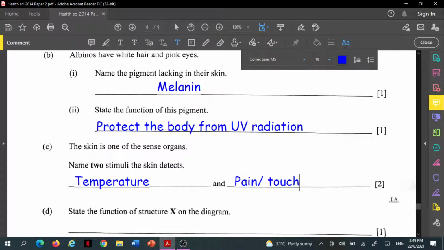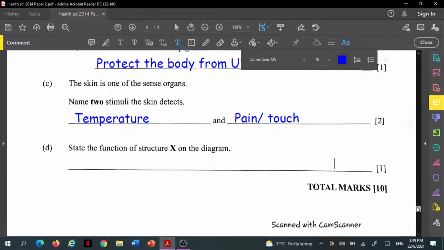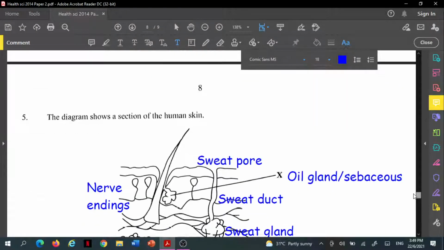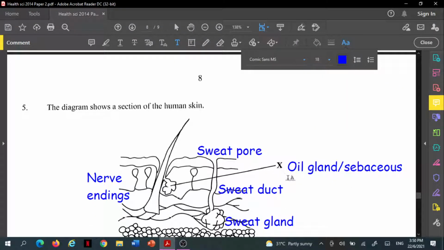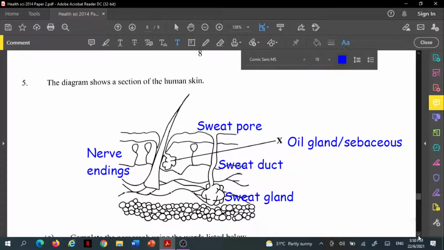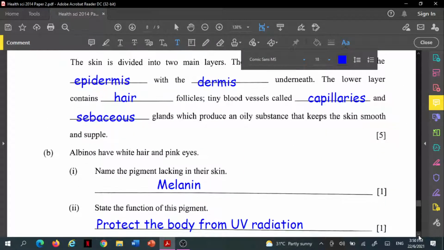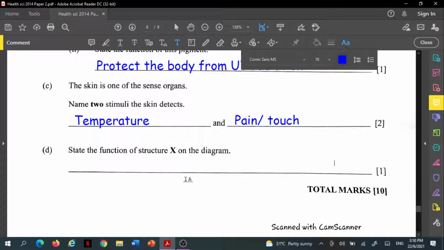All right, so great. And then for part D now, state the function of structure X on the diagram. So structure X, what is structure X again? Let me go back to it. Structure X. Okay, so structure X is the sebaceous gland or the oil gland, and it asks you to state the function of structure X on the diagram. So looking for the function, and so the function here will be to produce oil or sebum.